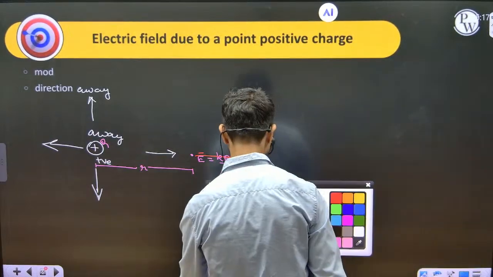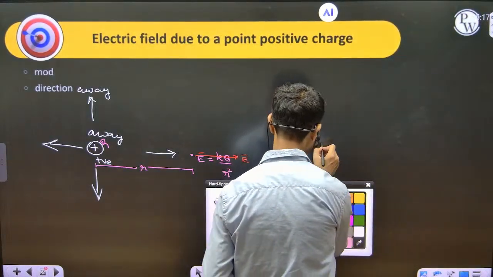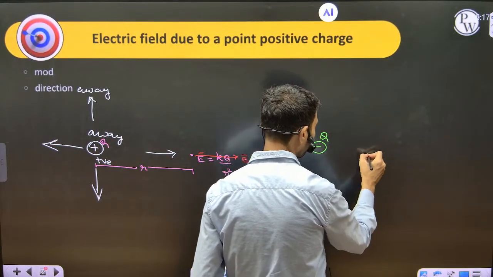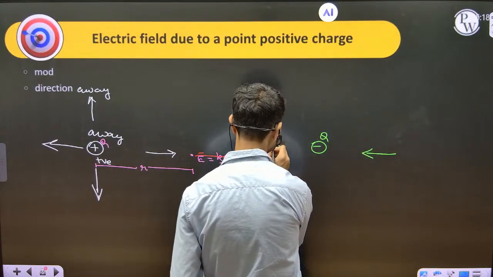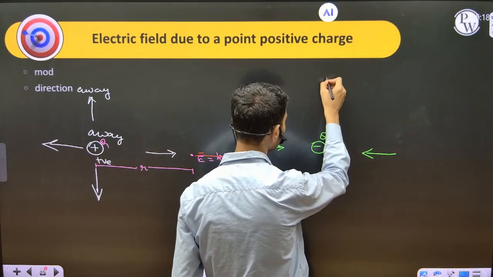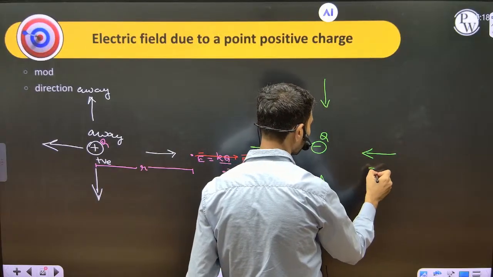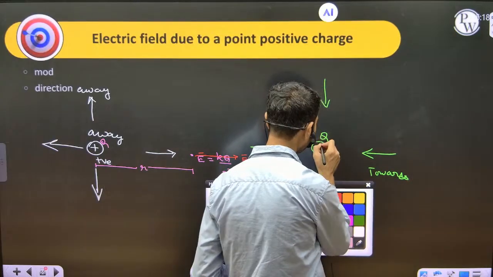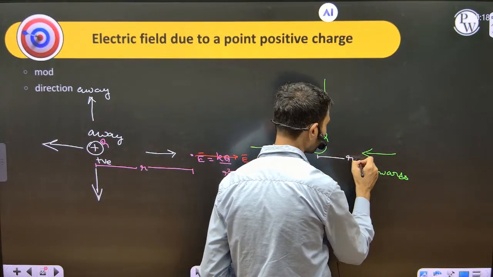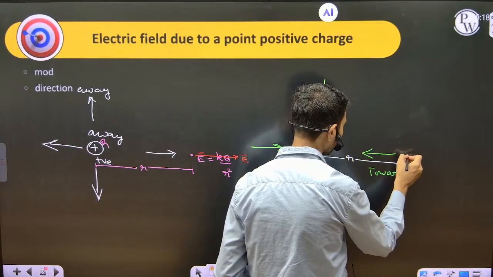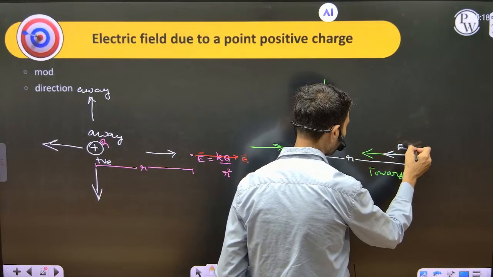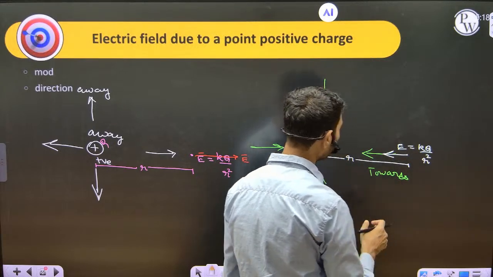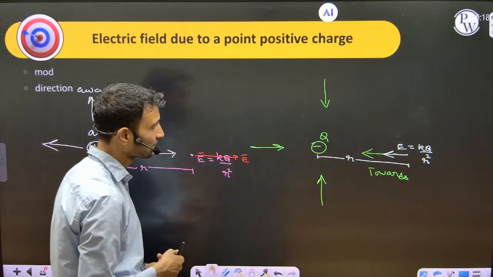And here itself I'll draw, if it is a negative charge, for a negative charge the electric field is towards, at a distance r. It's towards, and E is given by kq by r square. But here it is towards, there it is outwards, here it is towards the electric field direction.